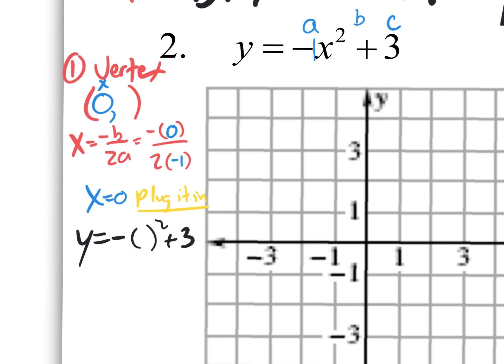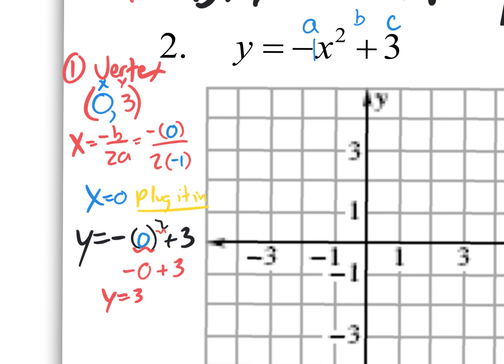Why do I put parentheses? Because I know what x is. X is 0. So put a 0 right in there. Do the math. 0 squared is 0. With the negative in front it's still 0. 0 plus 3 is 3. So y equals 3. So the vertex y value is 3.